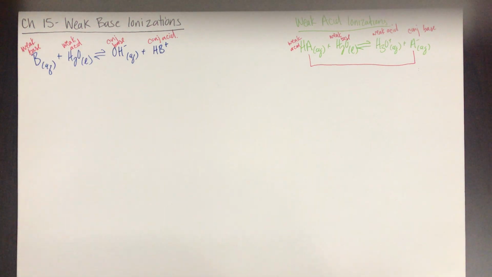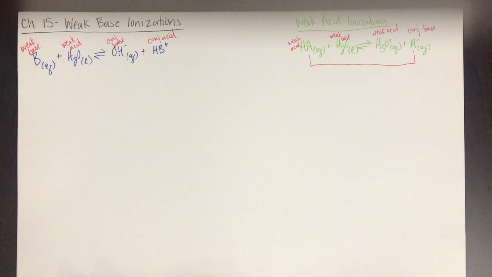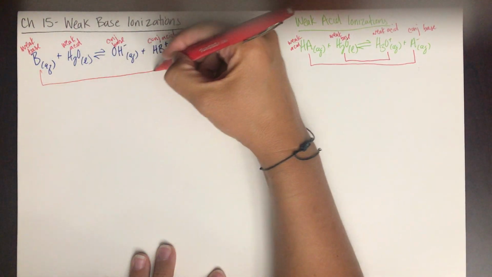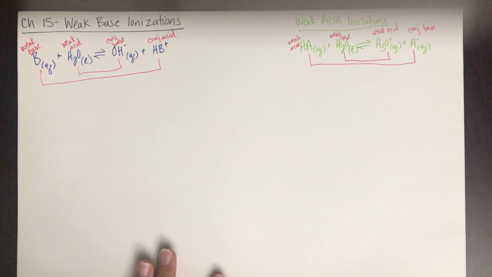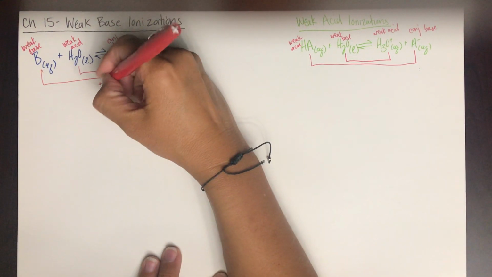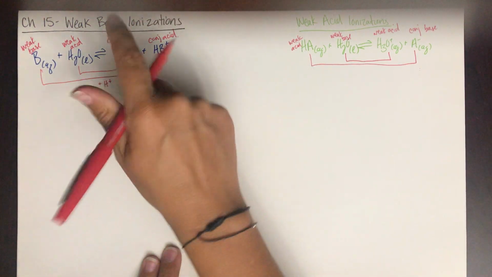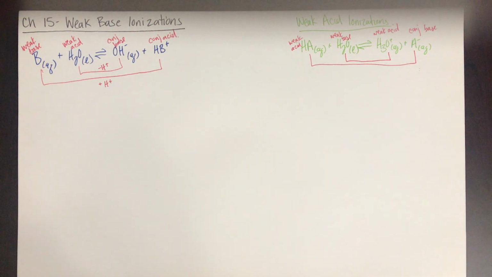Okay, so let's look at an example. Here's my weak base. This is the general ionization. Again, I should draw the conjugate acid-base pairs here and here. Remember, a base is something that is going to accept a hydrogen. So here we are adding a hydrogen ion. That means water, acting like an acid, is going to lose a hydrogen ion.